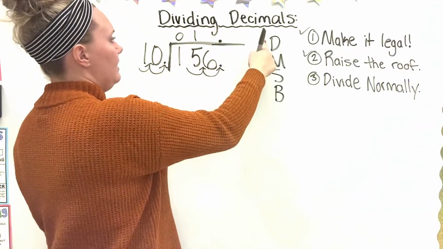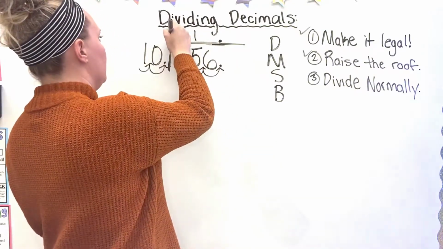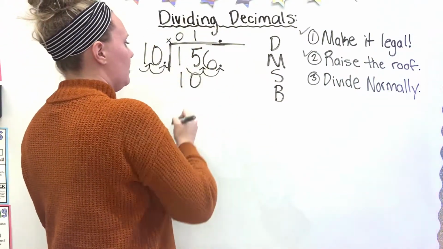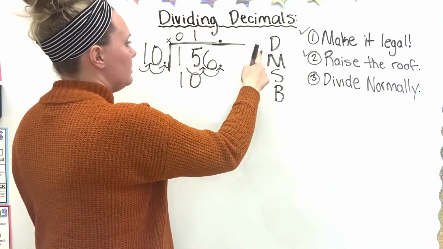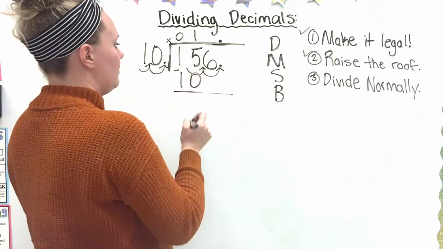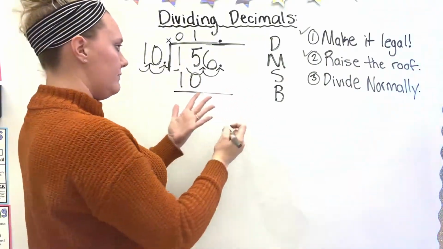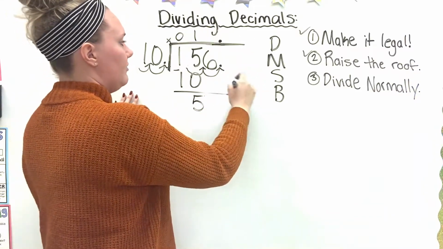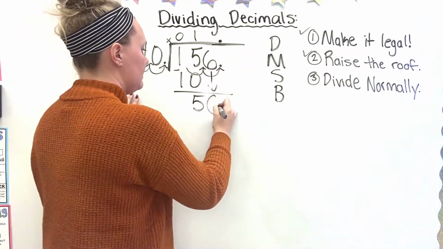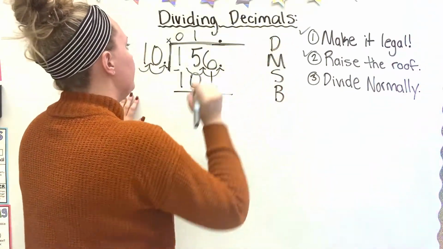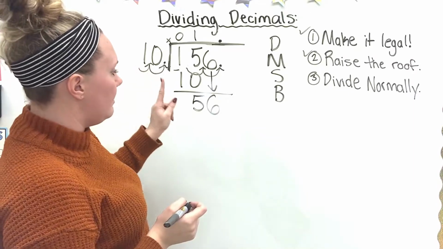So I've divided. Next I'm going to multiply. 1 times 10. Well, that's easy. I know that's 10. Divide, multiply, subtract is next. 15 minus 10. Well, 10, 11, 12, 13, 14, 15. That's 5. And lastly, we have to bring it down. Bringing down my 6. All right, let's see. Back to the beginning again. How many times will 10 fit into 56?